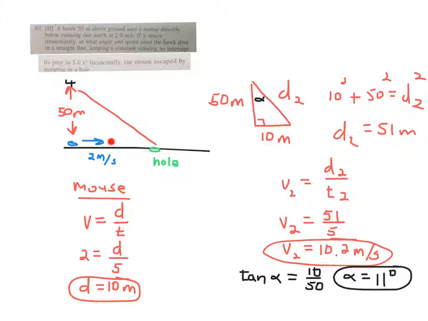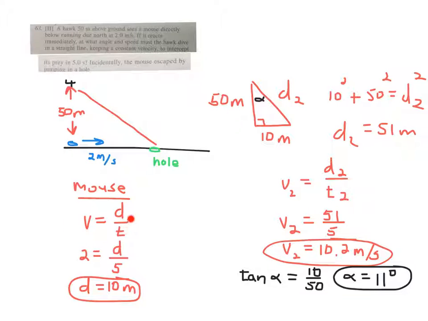The mouse is running at 2 meters per second. He's got to get to the hole to escape being caught. And the hawk is going to dive at that angle. And the question is what angle so that the hawk can catch the mouse, or intercept the mouse, because I guess the mouse escapes into the hole. But here we go.